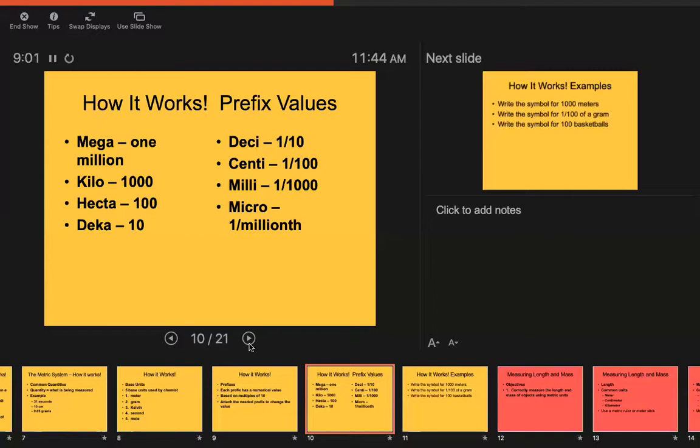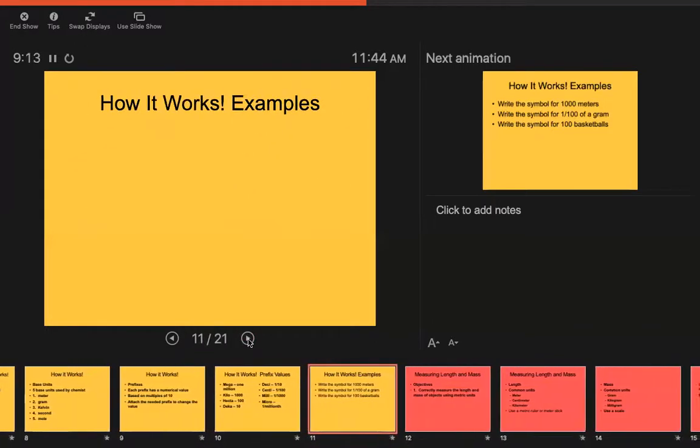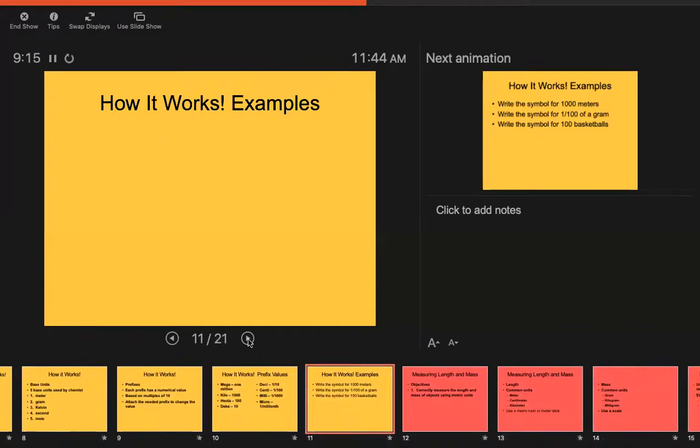All right, so we have our prefixes. Everything is multiples of 10, and that's why the metric system is easy to remember. And if we want to change the value, all we have to do is put a prefix that works with our base unit. So if I wanted to write the symbol for 1,000 meters, what is the prefix that means 1,000? Kilo. And then I attach that to the base unit meter. Kilometer.